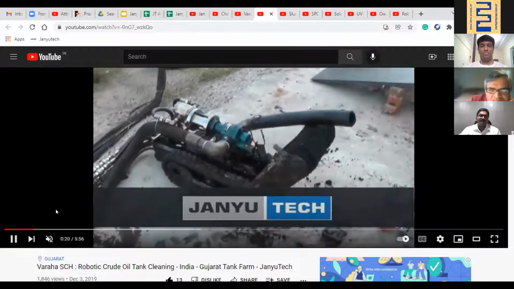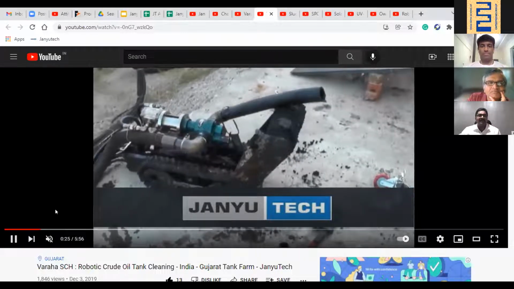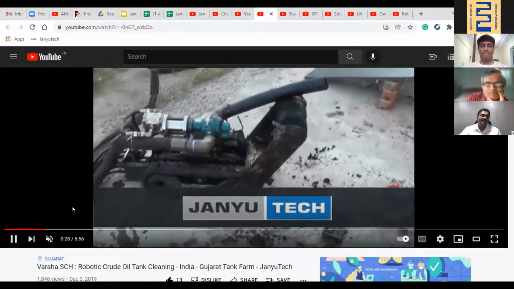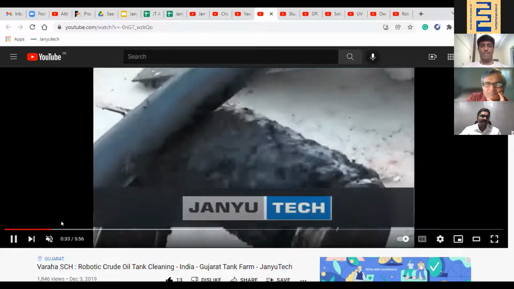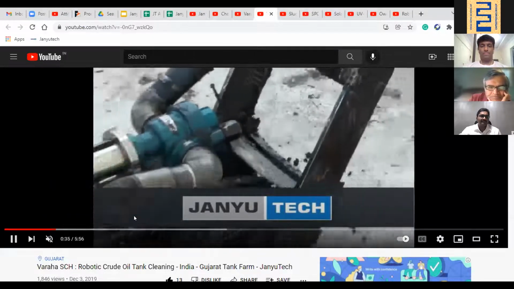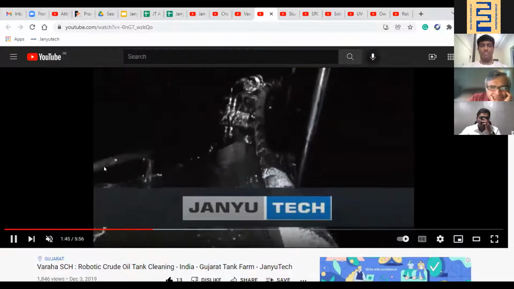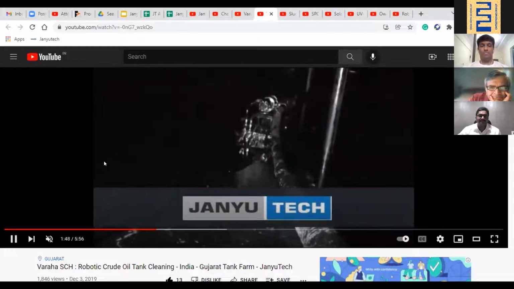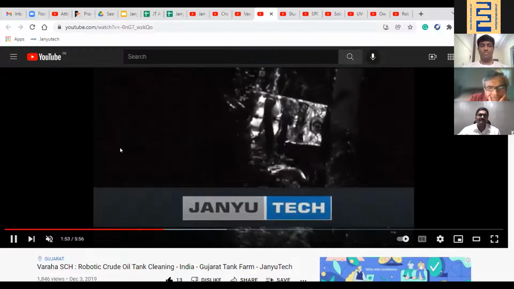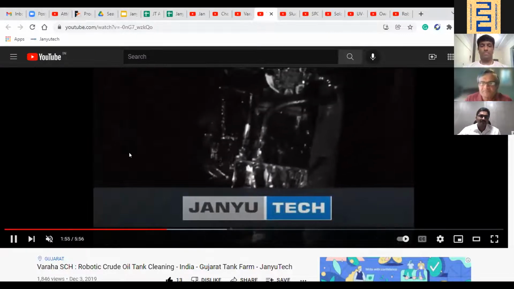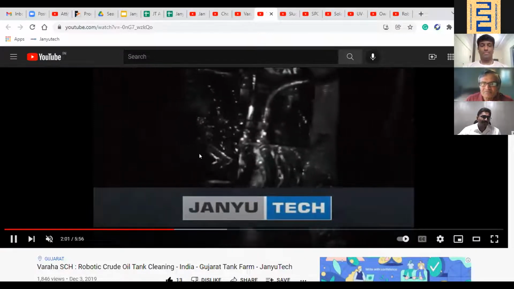There was always a version 1 which was sold to client 1. Then when a new client comes in, we add a few more things from the learnings, and we also try to upgrade the previous client's machine to pass on the learnings. In fact, this happened to be the first such system to be put into a crude oil tank in the country. There are some Italian and German alternates, but we see that this is the first and only machine as of today in the country to go into this kind of environment.